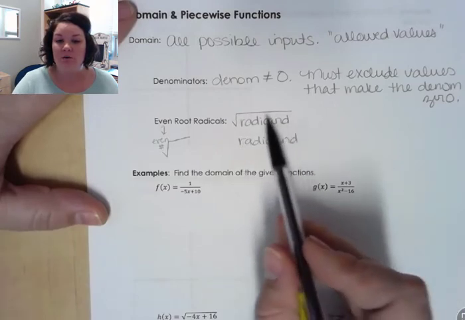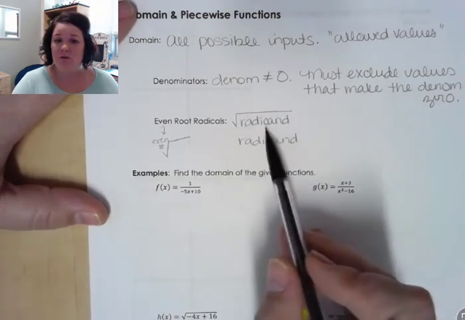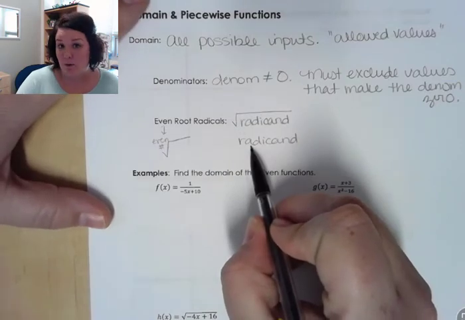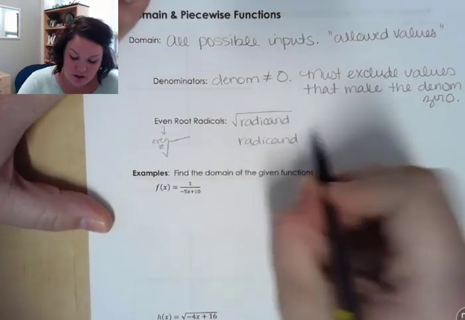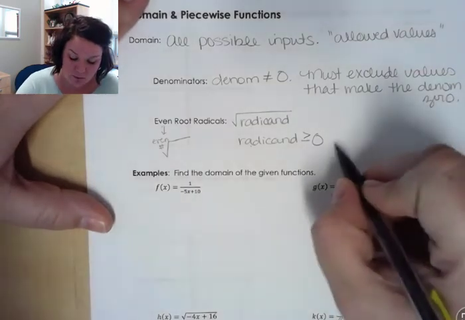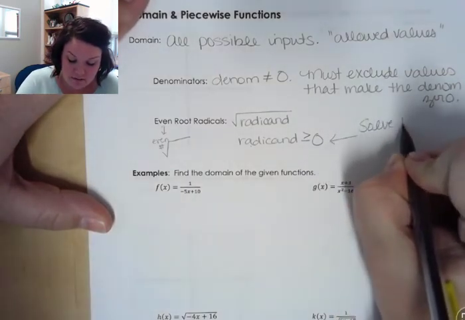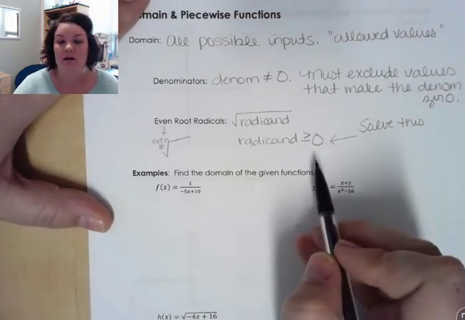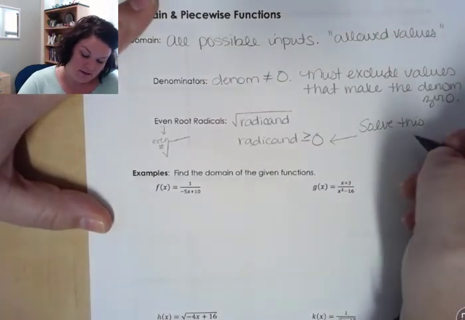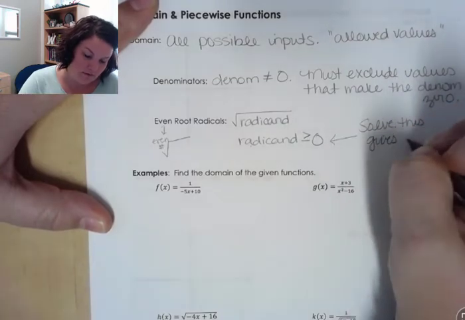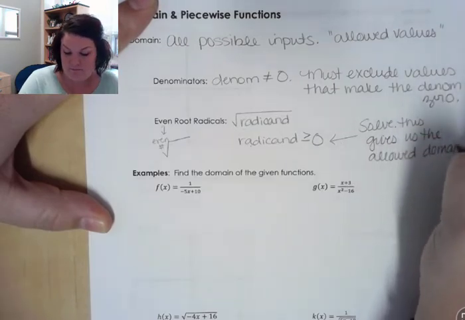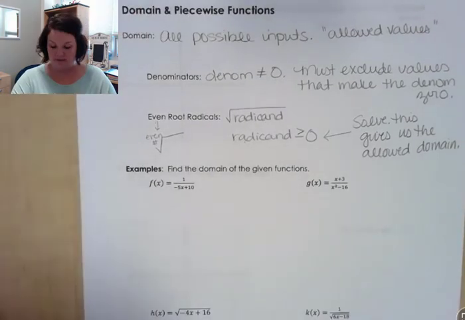So whatever's underneath here, we have to ensure that it's positive, right? So that we can simplify this. Or, well, we could have a 0 too, but we can't have a negative. So if we want to ensure that we either have a 0 or a positive, that it's not negative, then whatever's underneath our radical symbol has to be greater than or equal to 0. Basically, we're going to solve this inequality, and this gives us the allowed domain. So we want to solve it, and that gives us the allowed domain.